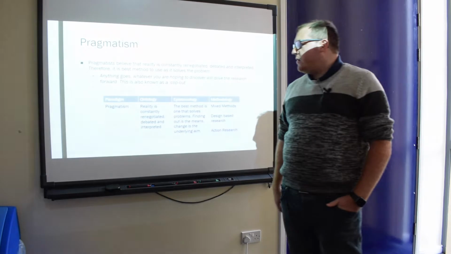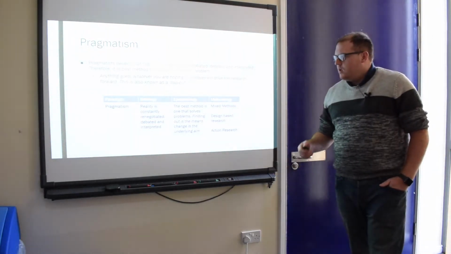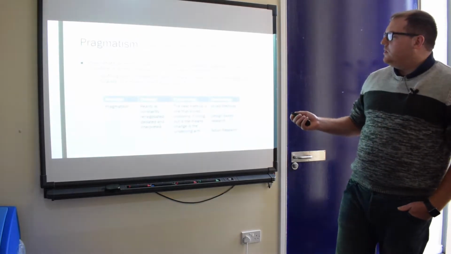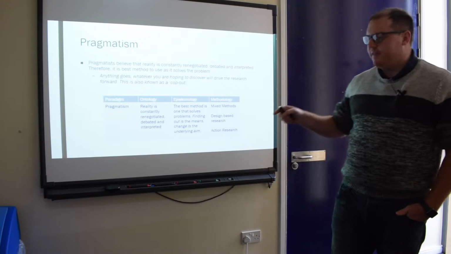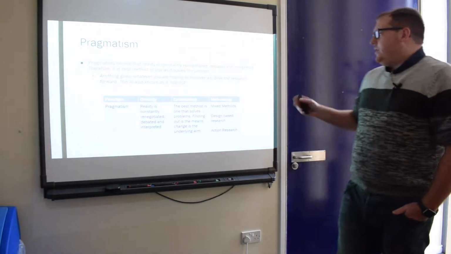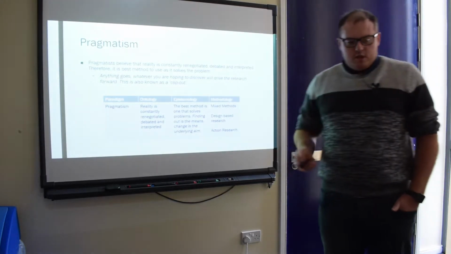The ontology of pragmatism: reality is constantly renegotiated, debated, and interpreted. The epistemology: the best method is one that solves the problems. Finding out is the means of change and the underlying aim. And then the methodology that you can take in it: there is mixed methods, design-based research, and then looking back at action research as well.